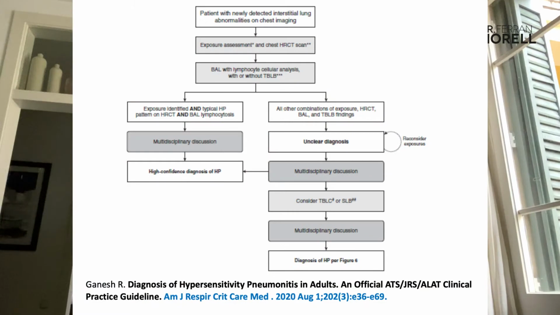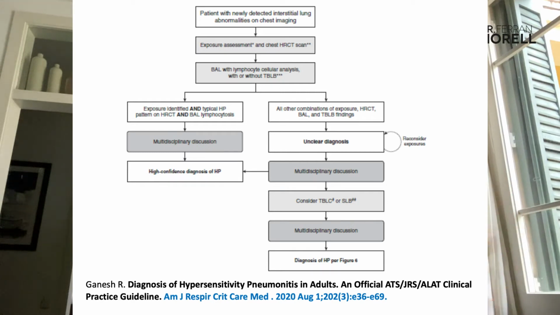Well, we made an algorithm. You know that it is always difficult to follow an algorithm, but we made this algorithm based on these three characteristics, these three points, this tripod. One is exposure, high resolution CT, and lymphocyte BAL. So you have a patient. If you have the three that are in the left of the slide, you can be sure that it is HP.